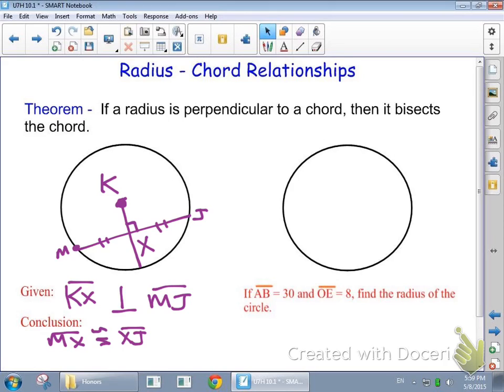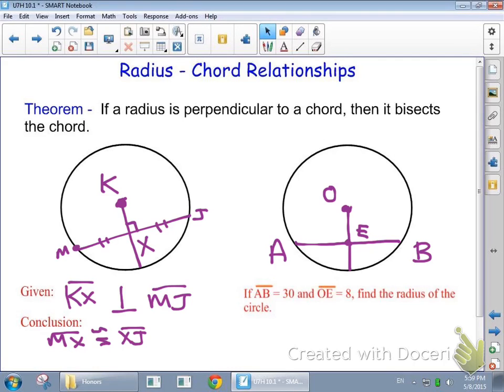Now let's get ready for exercise 6. If we have AB, this is chord AB, AB is 30, and this is circle O, and OE is 8. Okay, E is this point of intersection. Find the radius of the circle.